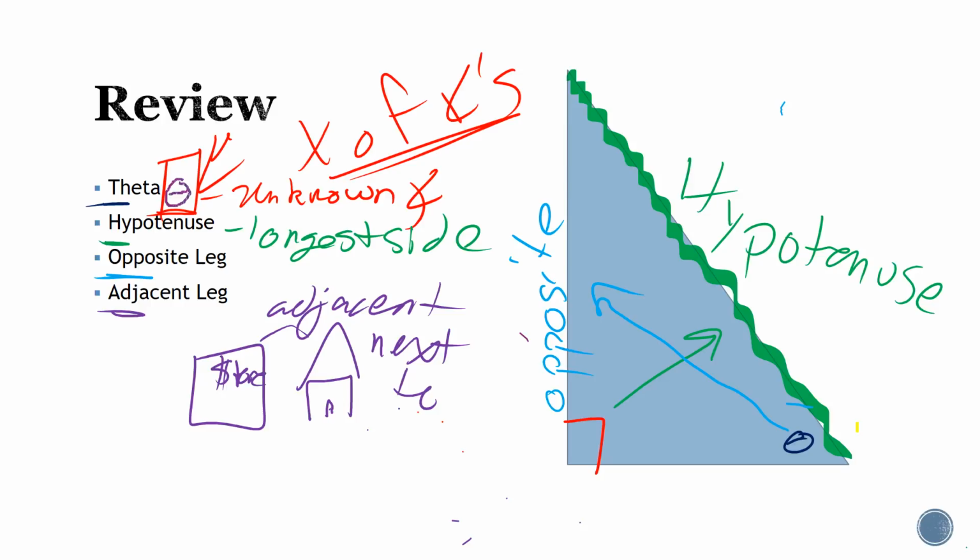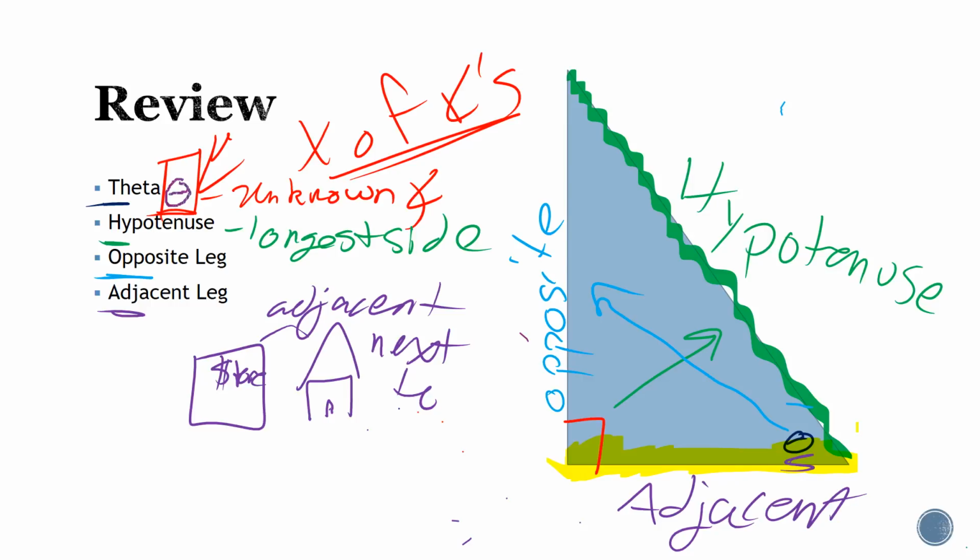A useful little trick to remember that is to always just highlight the distance between the right angle and the theta. And if you do that, you will always have your adjacent. So that is always going to be next to the theta.